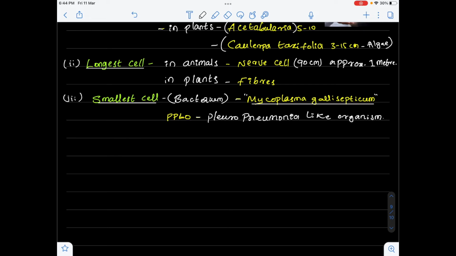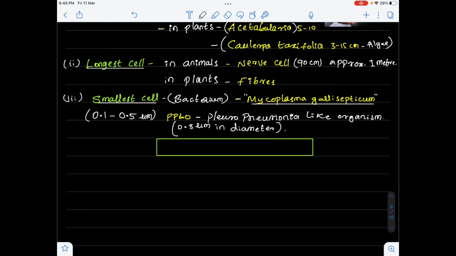Smallest living cell size ranges between 0.1 to 0.5 micrometers in diameter. Let me write here 0.1 to 0.5 micrometers in diameter. This is the smallest cell size range. And so then what is the size of this Mycoplasma gallisepticum? The Mycoplasma gallisepticum size is 0.3 micrometers in diameter. But actually the smallest cells are viruses. They are smaller than the bacteria.